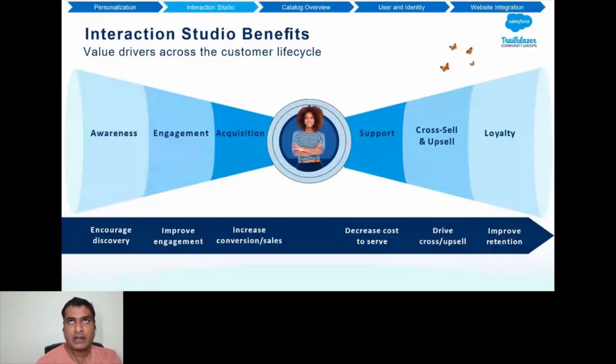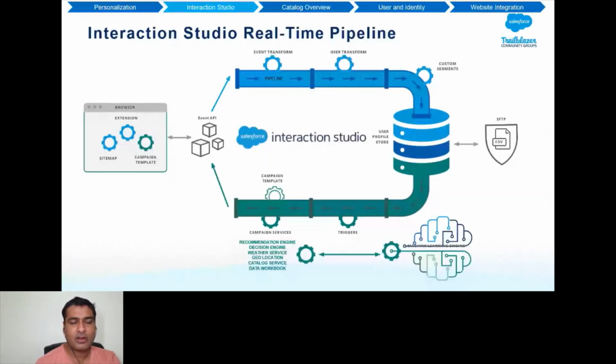Now that you understand the personalization process and Interaction Studio benefits, I'll be touching upon the real-time pipeline through which Interaction Studio captures all this detail. If you look at it, this diagram looks very complex, but I hope in 2 minutes you will make most of the sense of this diagram. I'm taking a specific example for a browser right now for your website, but this pipeline works for server-side events as well, for external systems.